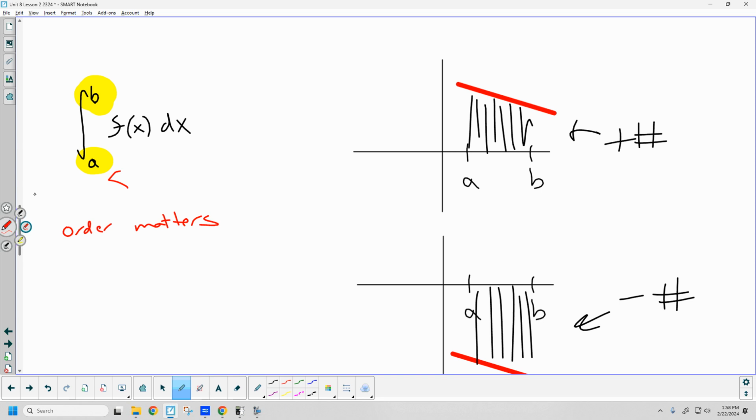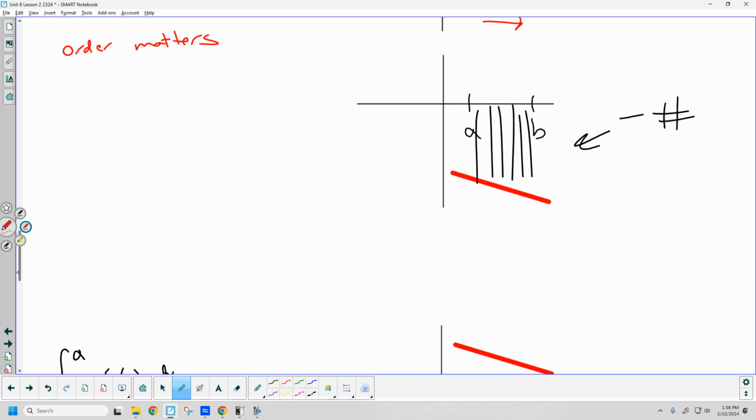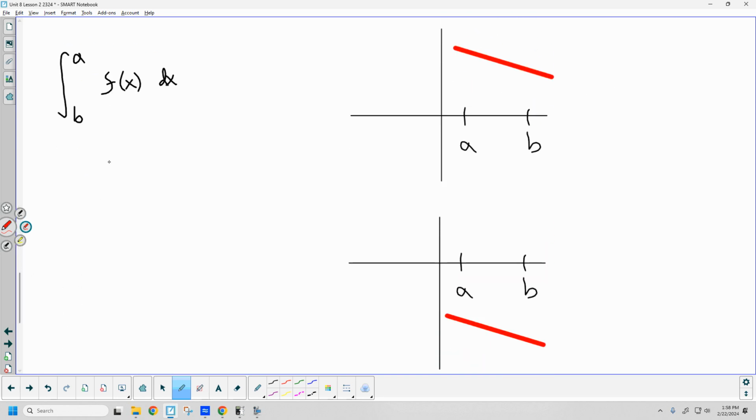Now, we've always gone from a smaller value to a larger value. We've always gone from left to right. But it is possible, team, to go in the opposite direction, to start at a bigger value and go backwards. But you guys have already been doing it. You just don't realize you have been.